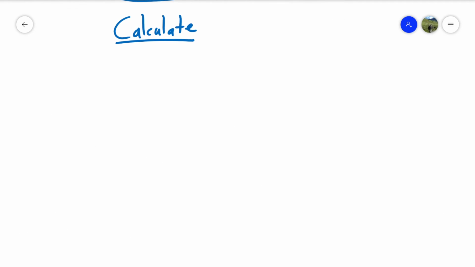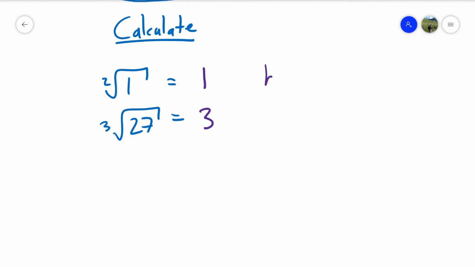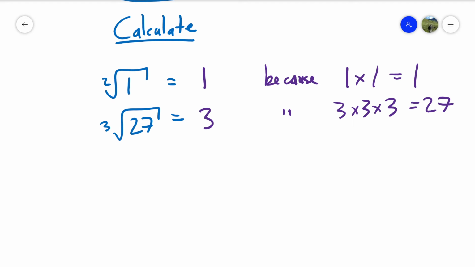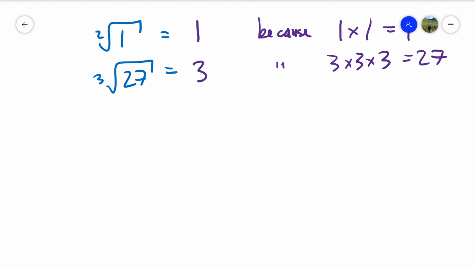It's another calculate. Just got 2 here, so I'll write them both down, then you can have a go. And the answer is 1 and 3. Because if you had to give a reason, you could say 1 times 1 equals 1, and 3 times 3 times 3, because cube root means what number times by itself 3 times will give you that number, is 27. Also, you can think about it as being the inverse of squaring and the inverse of cubing. Let's do another calculate.